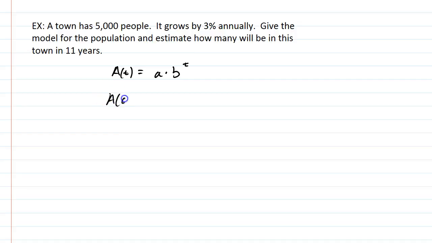Okay, so the model would be us putting our initial amount, 5,000 people, and then we have to figure out this b here. It should be greater than 1 because it's growing by 3%. So to grow by 3%, you would multiply by 1.03. So this is handy. If you do 1 plus the rate, that will often give you your b. So this will add on 3% every year.